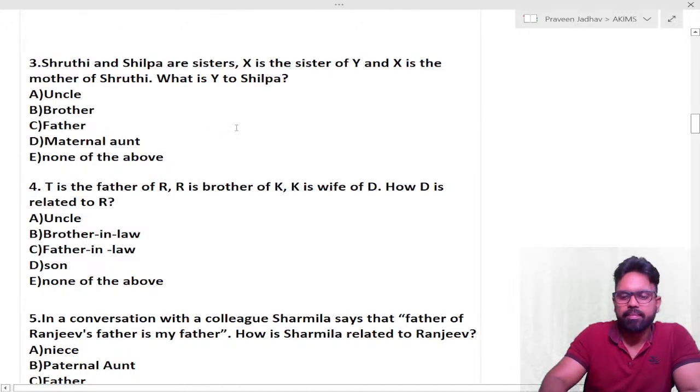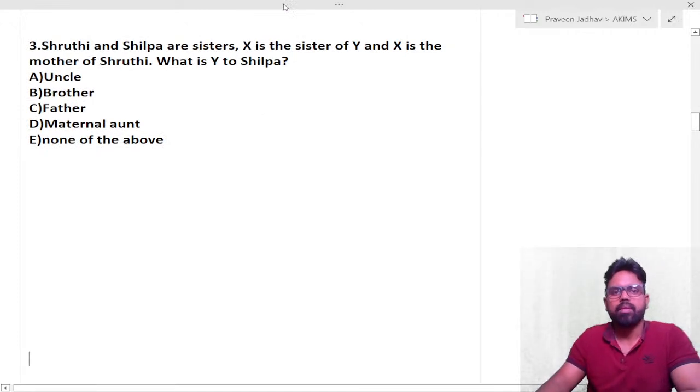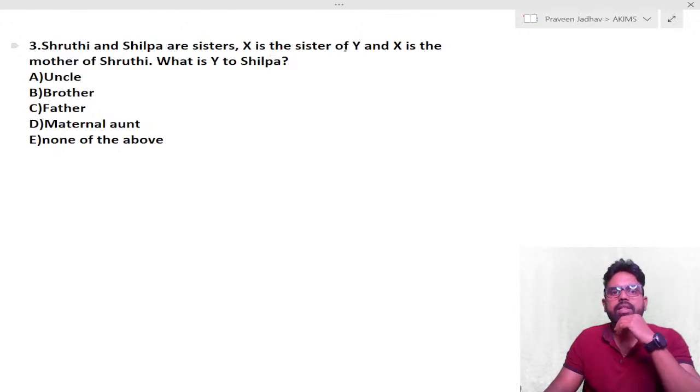Come up here. What do I have here? Shruti and Shilpa are sisters. X is the sister of Y and X is the mother of Shruti. What is Y to Shilpa?